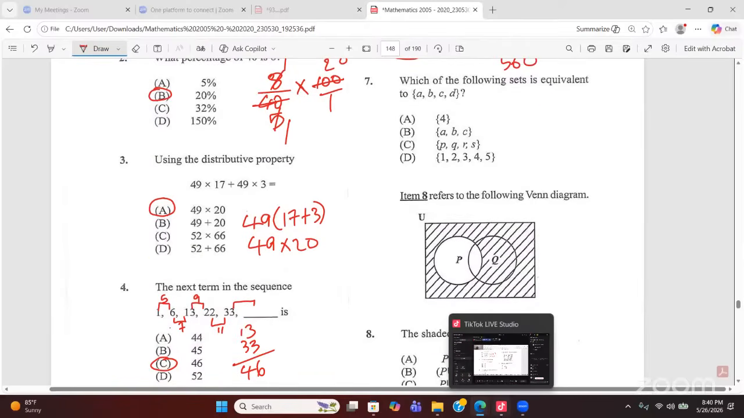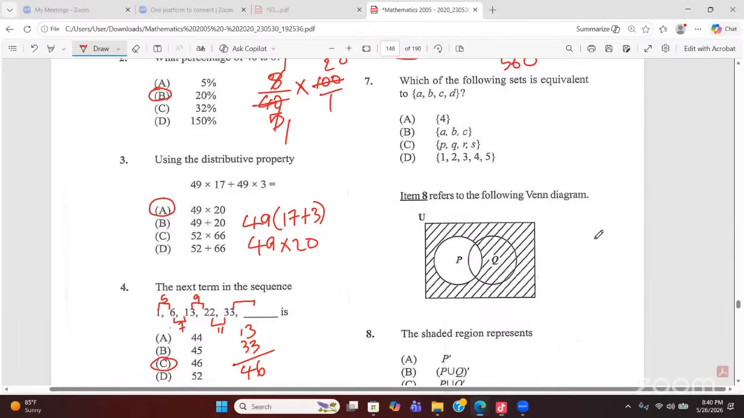Number 7 says, which of the following sets is equivalent to this? What do we mean by equivalent? Equivalent sets will have the same number of elements. So this is equivalent because it has 4 elements. So we are looking at the same number of elements, same amount of count. That's what an equivalent set is.